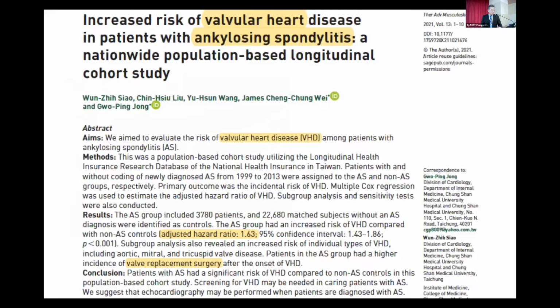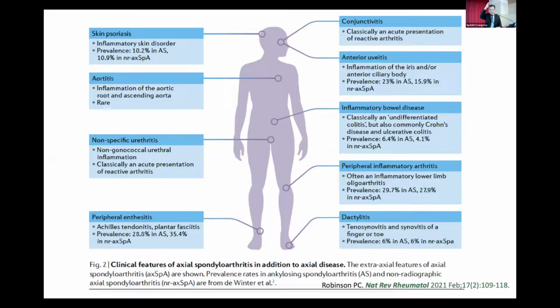And finally, we also look at valvular heart disease. We all know this is a rare association, but actually it's not so rare. In the longitudinal cohort study in Taiwan, we can show a clearly higher hazard ratio of all valvular heart disease, including tricuspid, aortic, or mitral. You can also show a higher incidence of valvular replacement surgery in patients with AS. So again, AS is a multi-system disease from head to foot. You can see every kind of manifestation, including skin, joint, vessel, GU tract, GI tract, and even eye condition, and also IBD. So it really needs a very detailed physical examination and history taking to make a precision diagnosis.